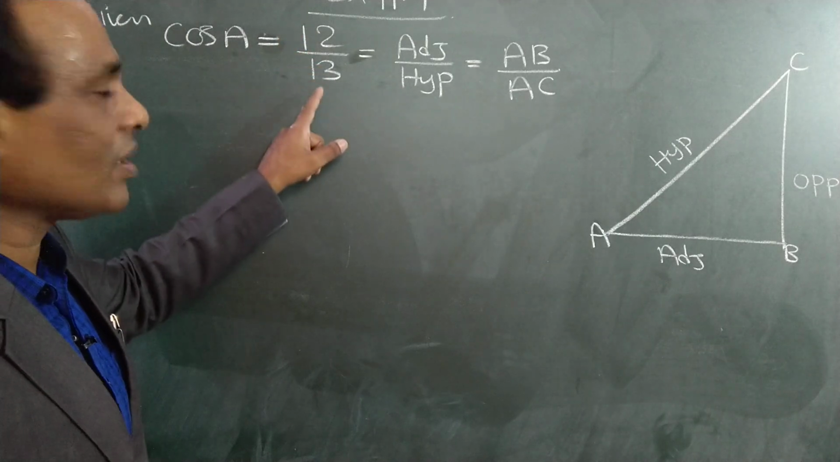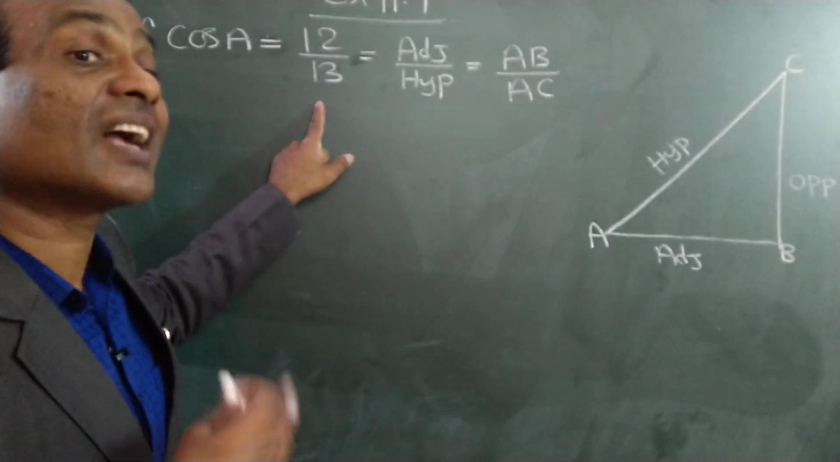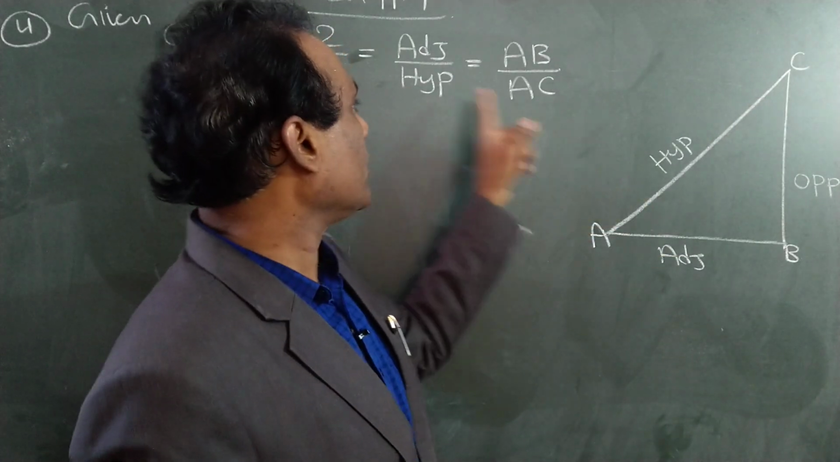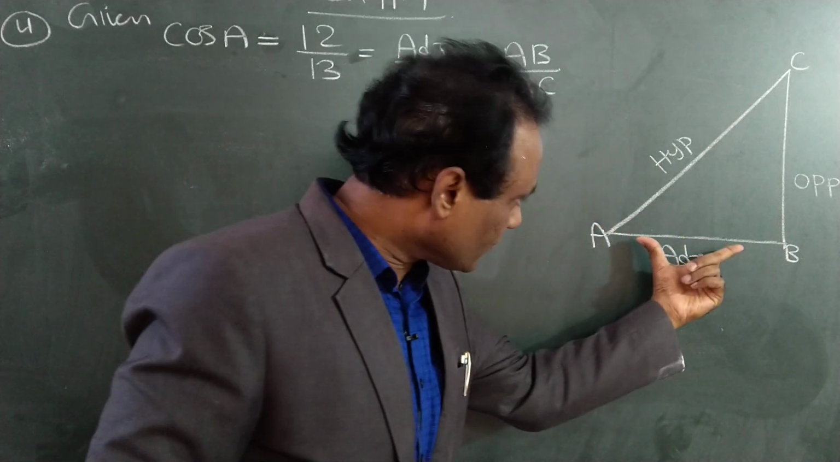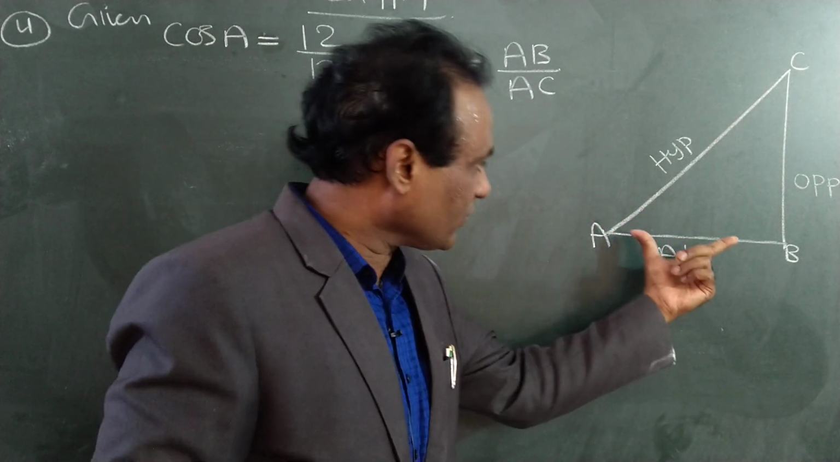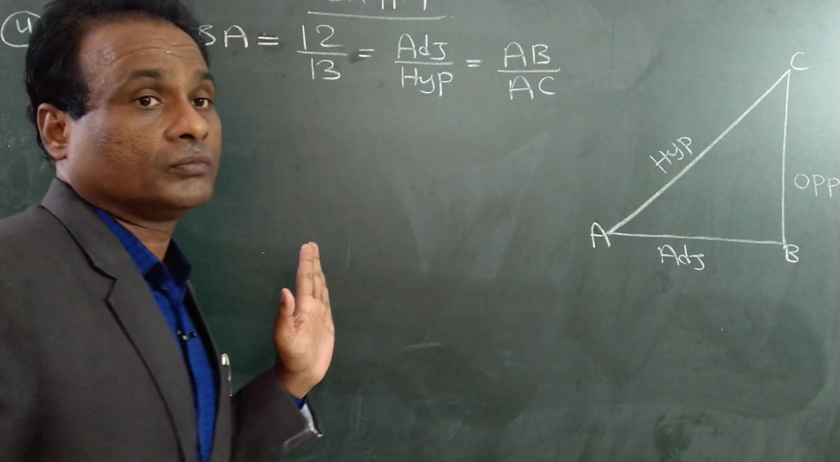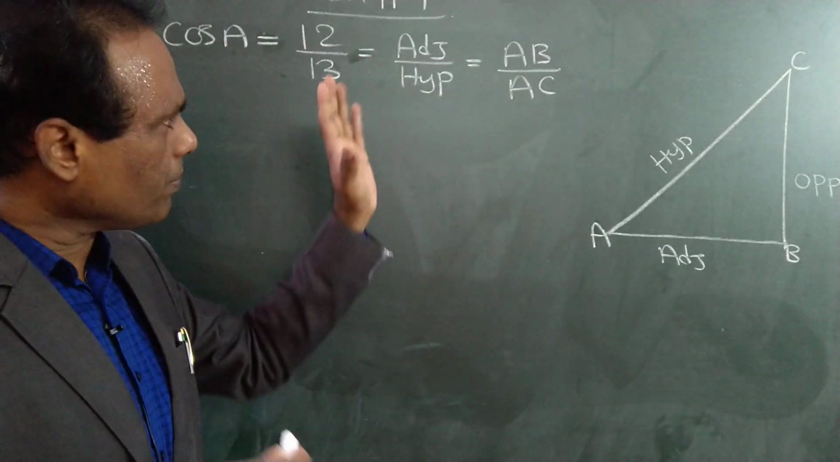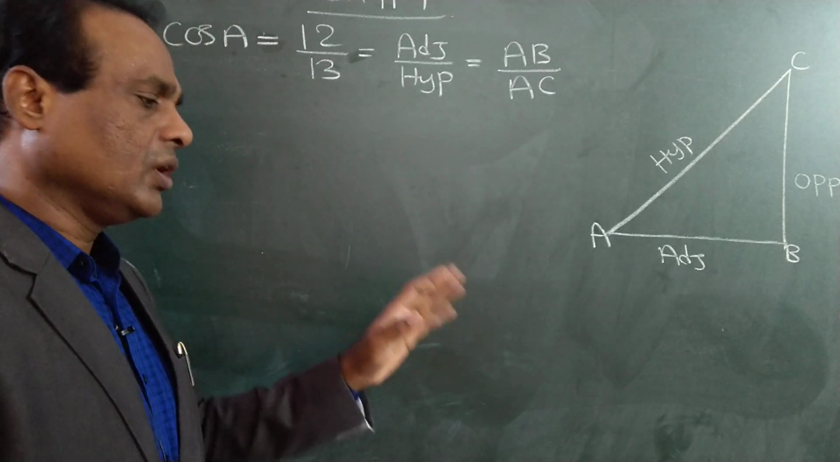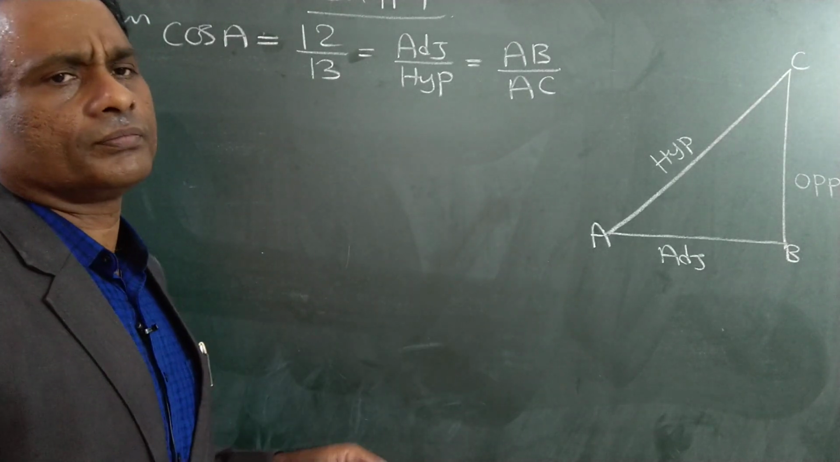See, cos A is 12 by 13, that is given in the problem. What is the cos definition? Adjacent by hypotenuse. As per this diagram, adjacent is AB, hypotenuse is AC. Be careful, this is a very important model, because many problems are based on this. If you understand this, you can do many problems.